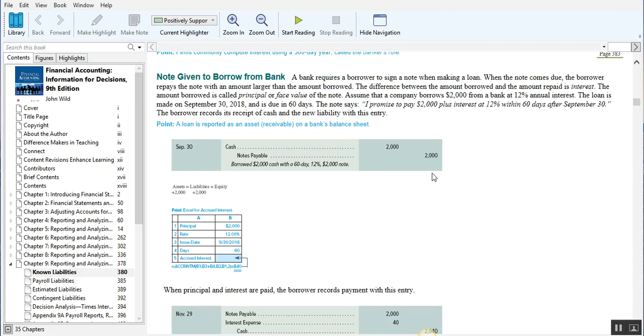Now, if you go to the bank, you're going to have to sign a note to borrow money. It'll look a lot like what we just looked at. You'll have a debit to cash for the money you're borrowing and a credit to notes payable. And when you credit notes payable, you want to record the terms here so that you can keep track of when it's due and what the interest rate is.